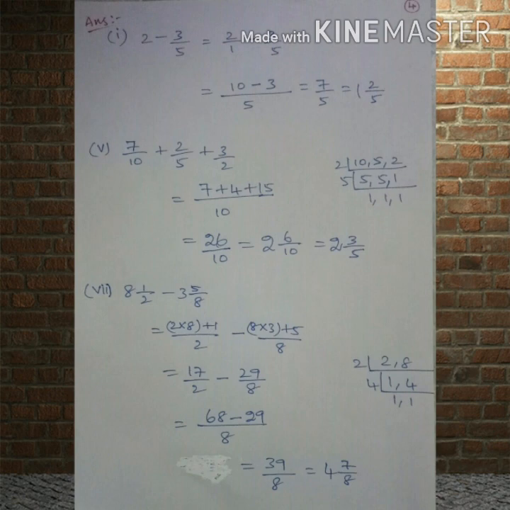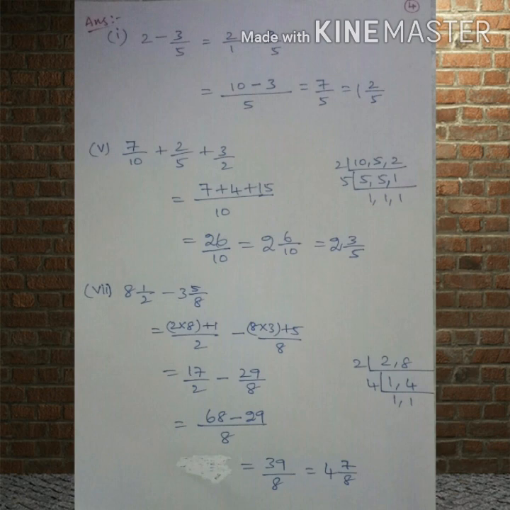After taking the LCM, that LCM is divided by the first fraction's denominator. 5 divided by 1 gives the answer 5. That value we multiply with the numerator. 5 twos are 10. We have the symbol minus, put minus. Then again the LCM divided by the second fraction's denominator. 5 divided by 5 gives the answer 1. That value is multiplied with the numerator. 1 three is 3. So we get 10 minus 3 in the numerator, and the LCM in the denominator, that is 5. 10 minus 3 gives 7/5.